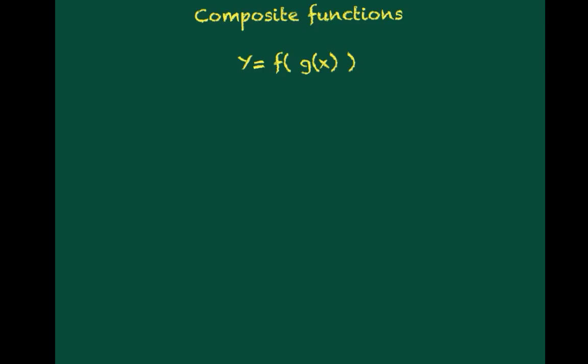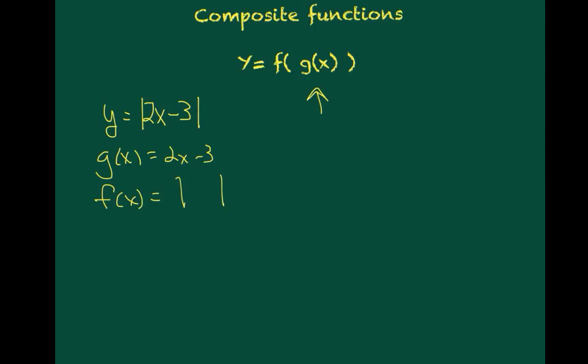Composite functions are functions within another function. So here, literally, g of x is inside of f of x and must be evaluated first before you can figure out the value of y. So let's take an example. Consider the function y equals the absolute value of 2x minus 3. That's made up of a function 2x minus 3 inside the absolute value function. So let's say that g of x is 2x minus 3 and f of x is our absolute value function.